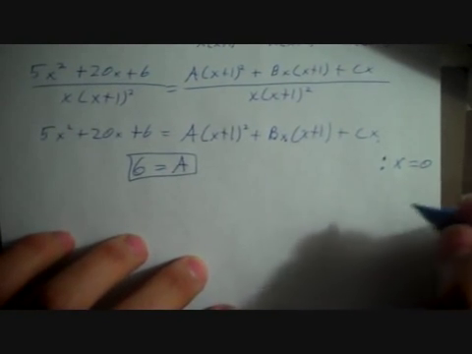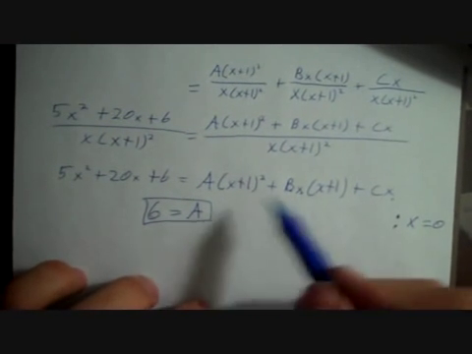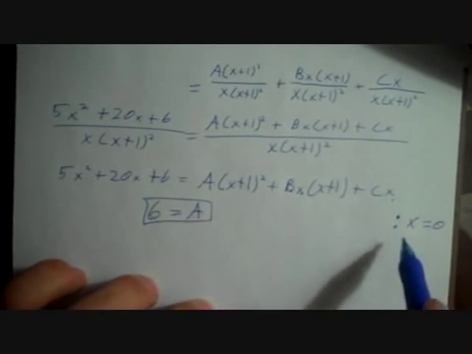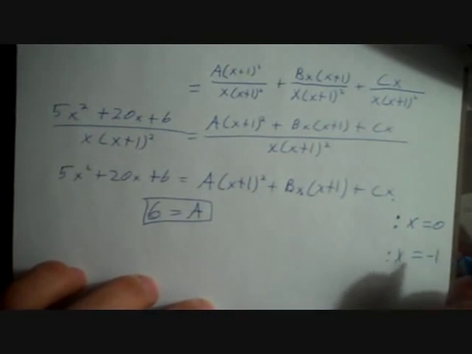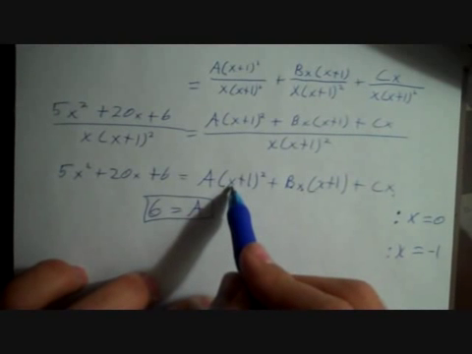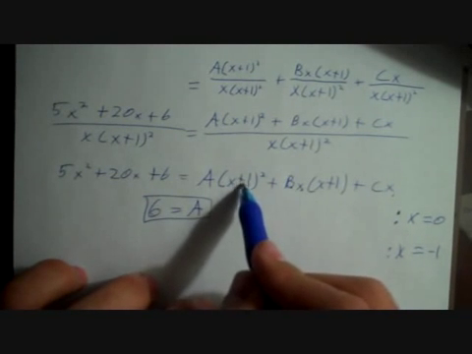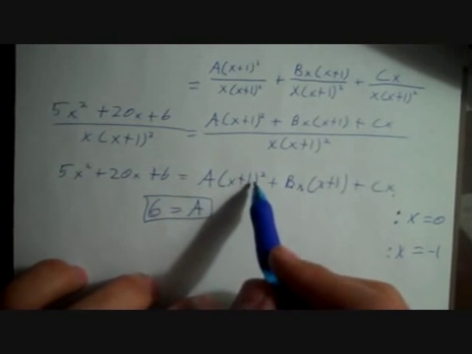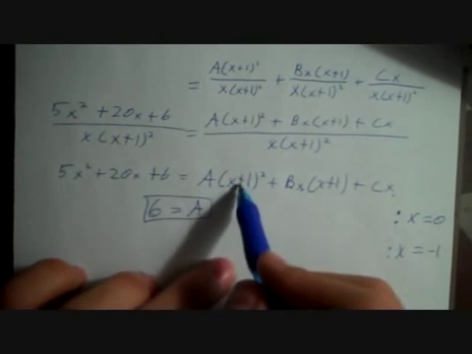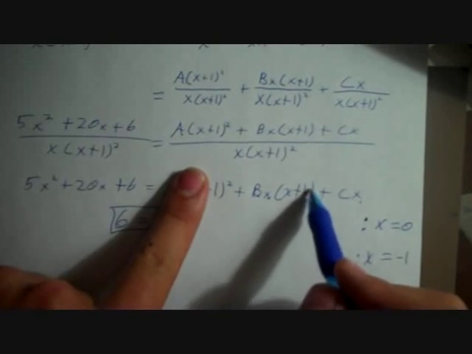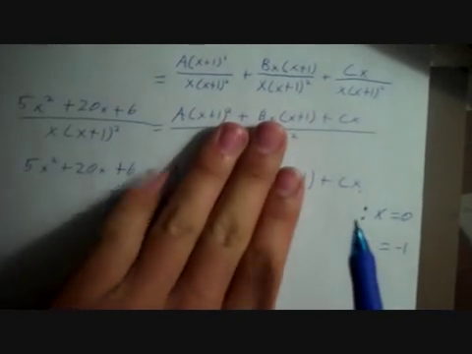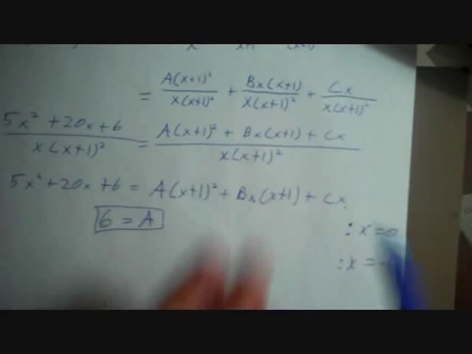So let's try another convenient value. Another convenient value we could use would be x equals negative 1. Why would that be convenient? Because if x equals negative 1, this term becomes 0. X plus 1 equals 0. So then our a term will equal 0. So that'll disappear our a. And then x plus 1 here, that'll be 0 too. So that'll disappear our b. So then we'll just be left with c.